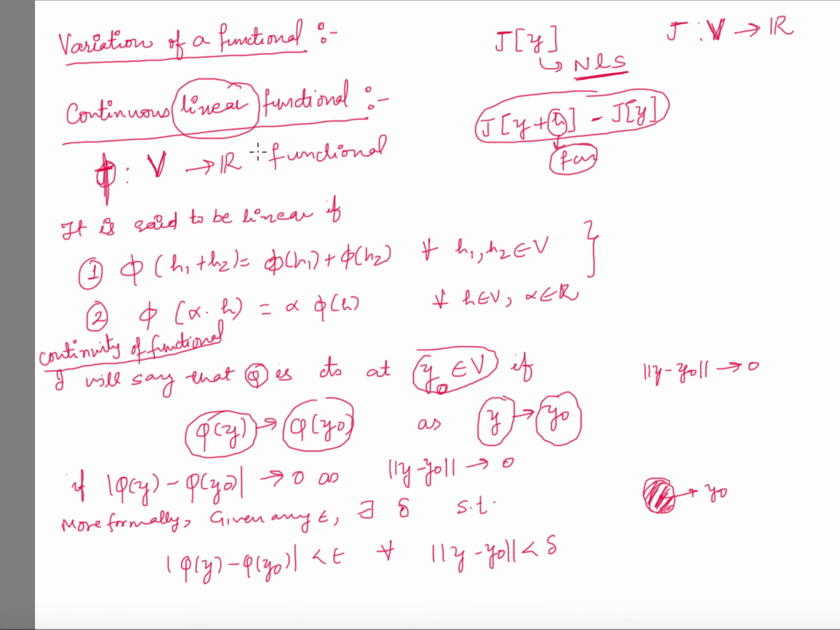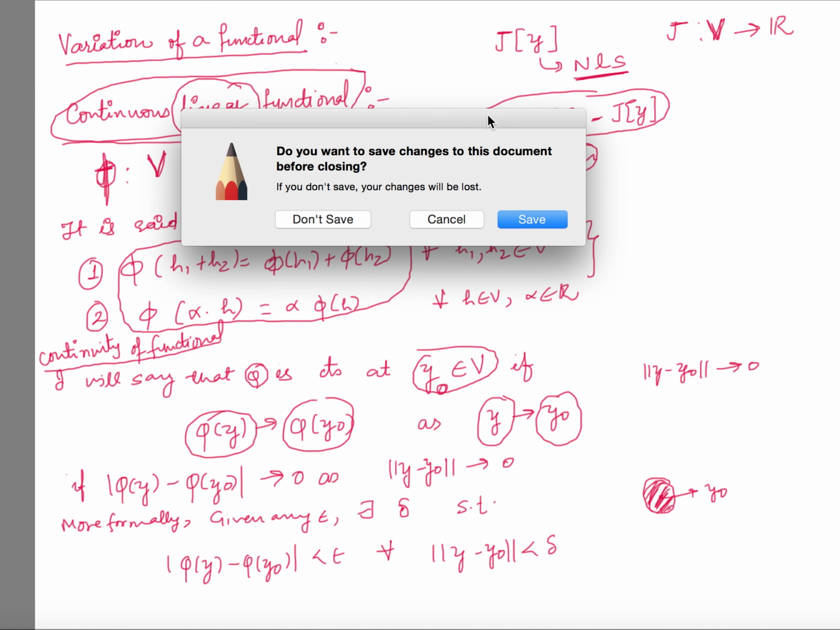So basically if we have a functional which is linear, meaning these two conditions are satisfied, and moreover if it is continuous, then that is said to be a continuous linear functional. Now let us look at an example of a continuous linear functional.